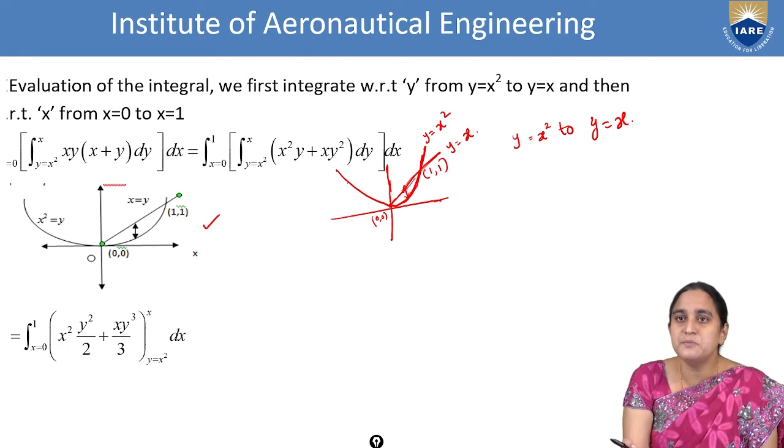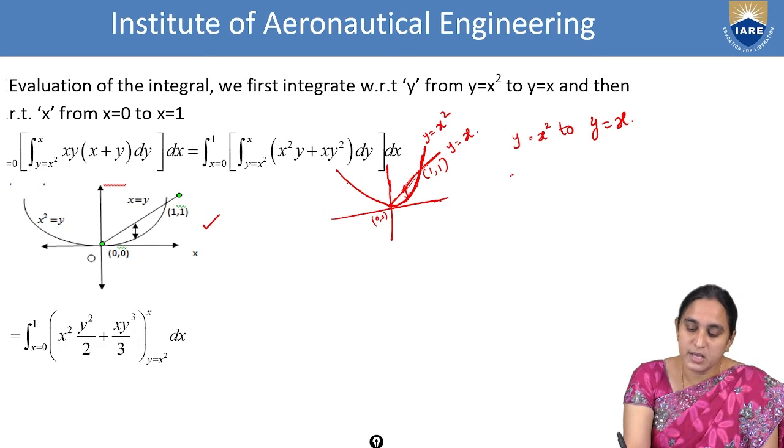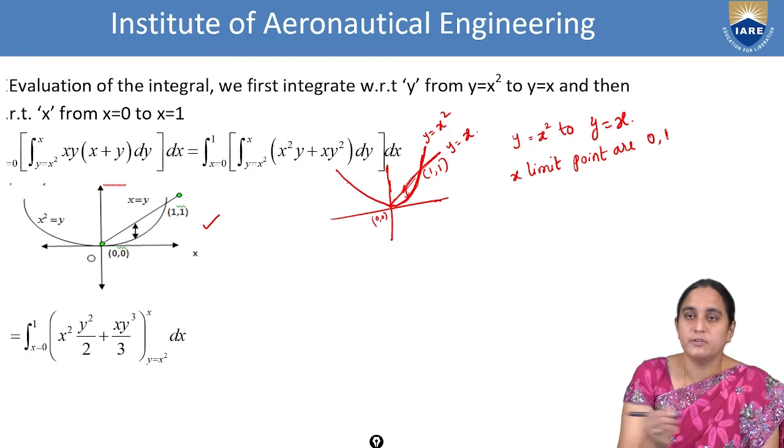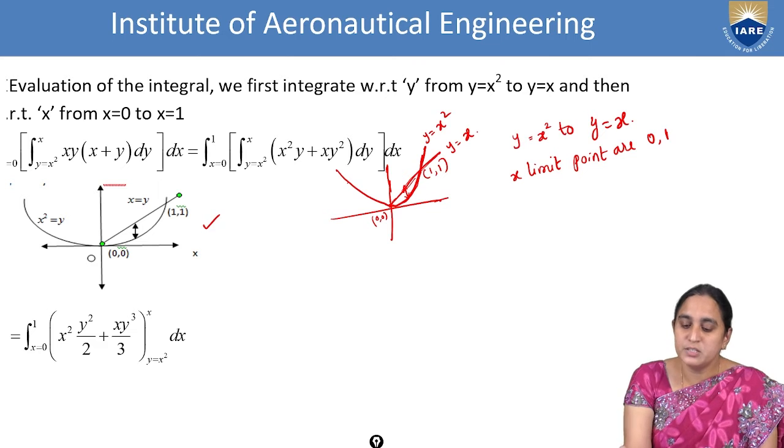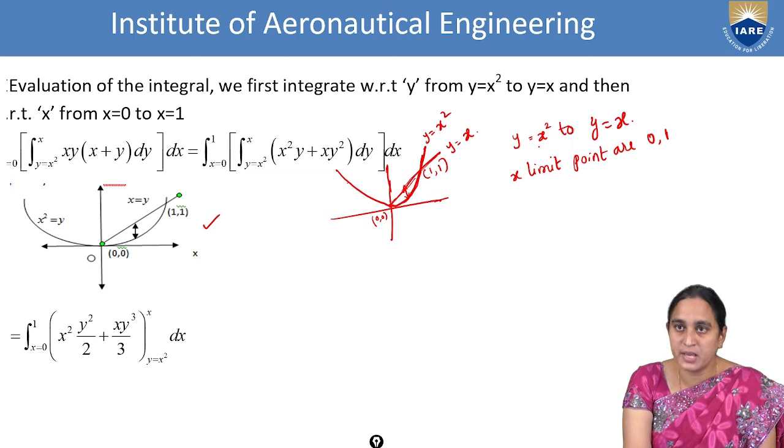If you take the y limits in terms of x, then the x limits are constants. From the diagram, what are the x points here? The x limits are constants, that means x = 0 and x = 1. Therefore the x limit points are 0 and 1. Since y is in terms of x and the x limits are constant, this is the first formula in the double integral.